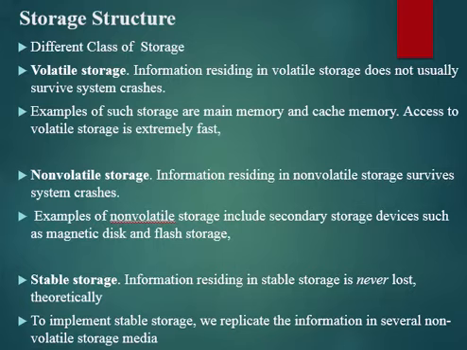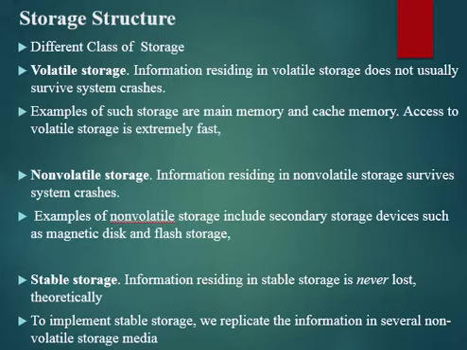Already you know what we mean by volatile storage. Information residing in volatile storage does not usually survive a system crash. That is primary memory, and the data won't be there after the system restarts. So if any crash happens, all the data in the volatile storage will be removed.